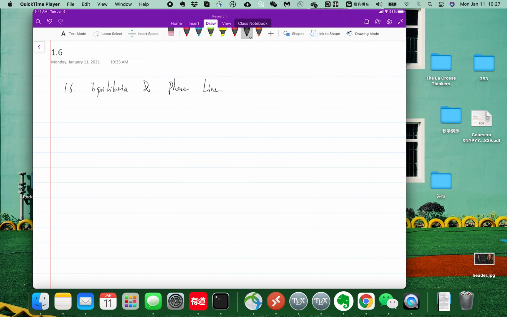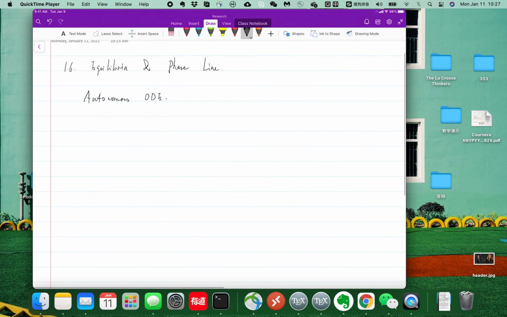This time we want to talk about 1.6, the equilibria and phase line. We will focus only on autonomous ODEs. That means the ODEs that have only a y involved in your derivative. So if something like this happens, it's not autonomous. And if something like this happens, like the logistic, it is autonomous.